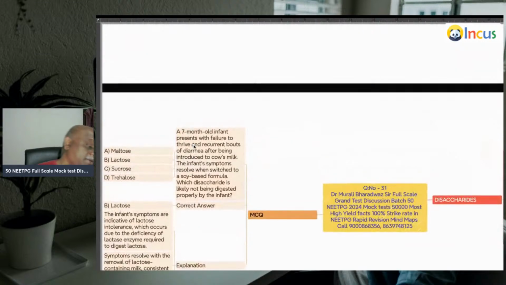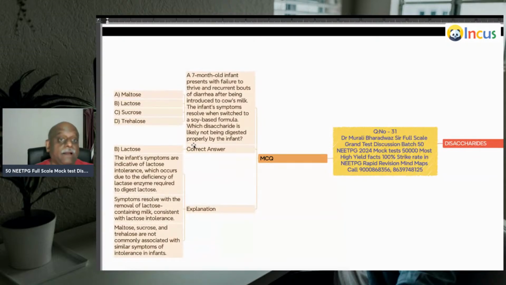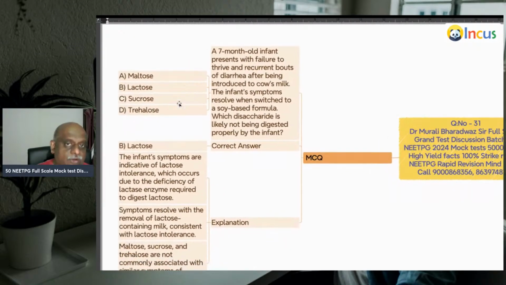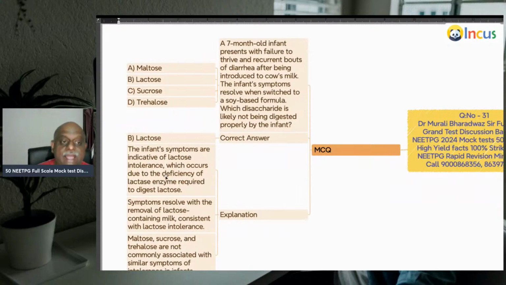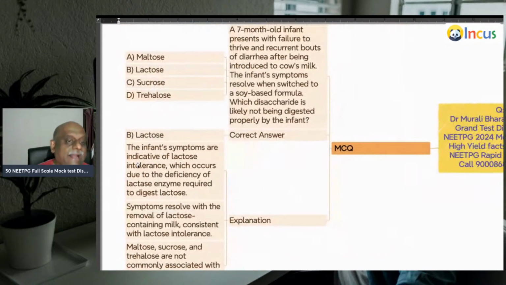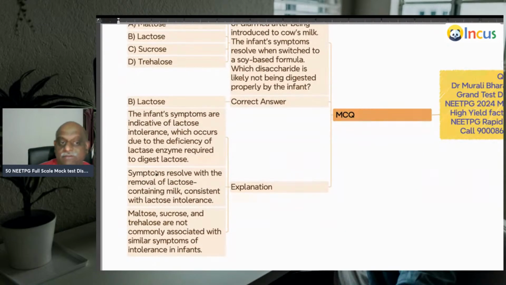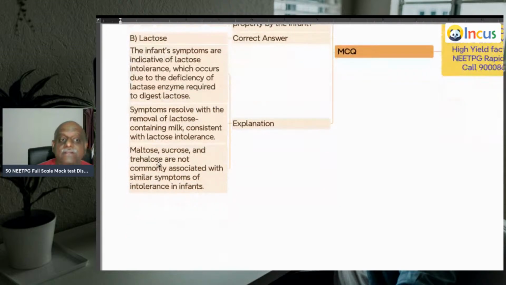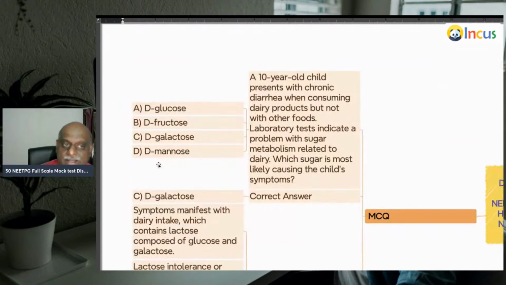So that completes 30 image-based questions, doctor. Now, let's go to the serious business of the other questions. 7-month-old infant with a failure to thrive and recurrent bouts of diarrhea. It is the lactose intolerance due to deficiency of the lactase enzyme is what you should remember.